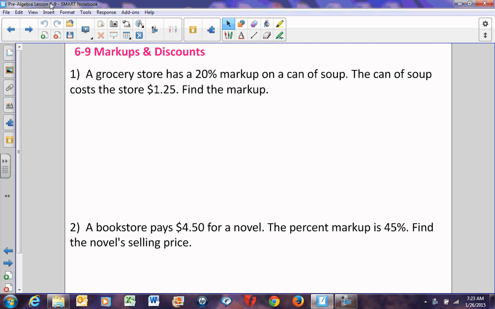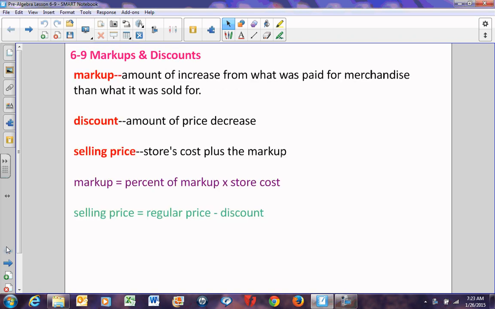Pre-Algebra Lesson 6-9, Markups and Discounts. A markup is the amount of increase from what was paid for merchandise to what it was sold for. For example, if at the school store the seniors buy donuts for 75 cents a piece, but they sell them to you for $1 a piece, the markup is 25 cents, because that's the difference between what they paid for it, 75 cents a piece, and what they sold it to you for, $1 a piece. Discount is the amount of price decrease.